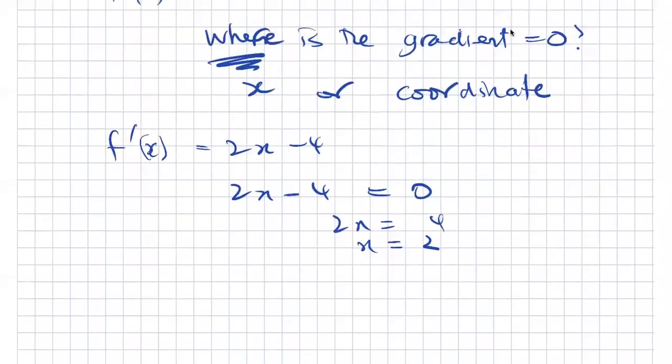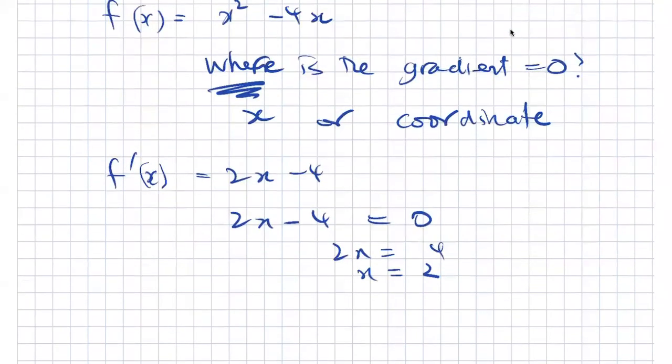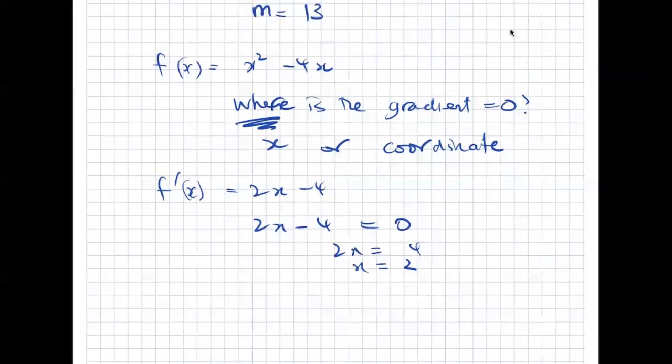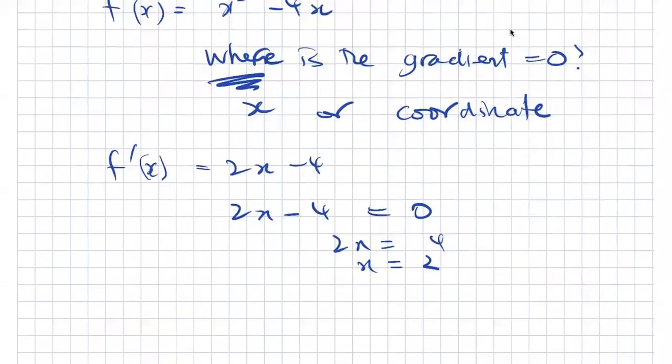So we've answered the question, but let's break that down a little bit again. And so what do we do? 1, differentiate. 2, we set the differential equal to 0. And 3, we solve.